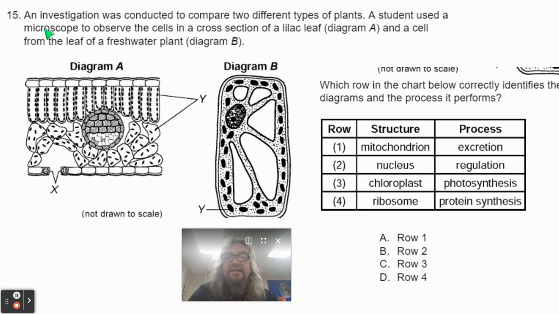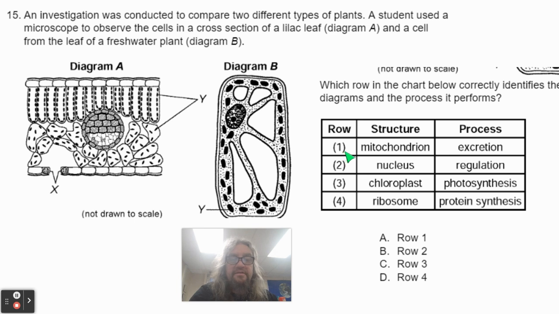Question 15. An investigation was conducted to compare two different types of plants. A student used a microscope to observe the cells in a cross-section of a lilac leaf and a cell from the leaf of a freshwater plant. This is the lilac leaf. Here's a freshwater plant cell. Which row in the chart correctly identifies the structure in a diagram and a process it performs.